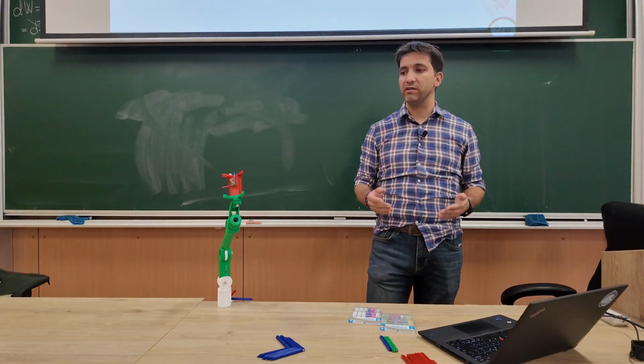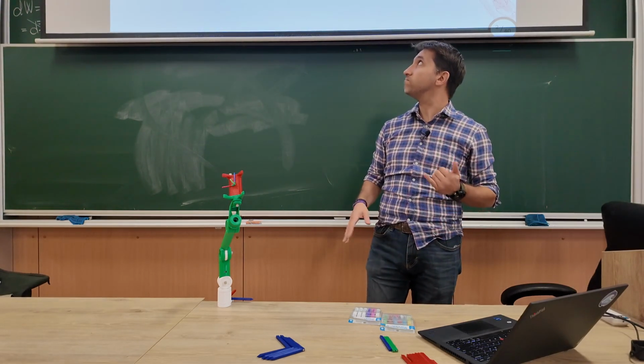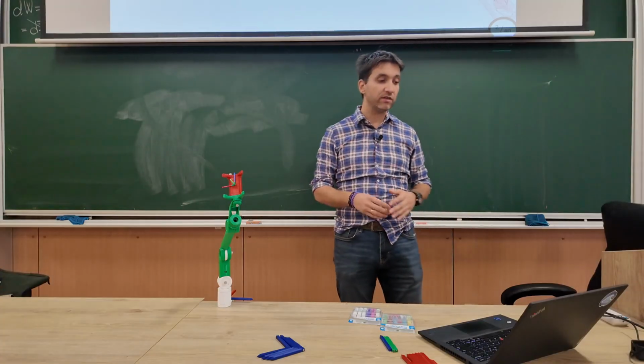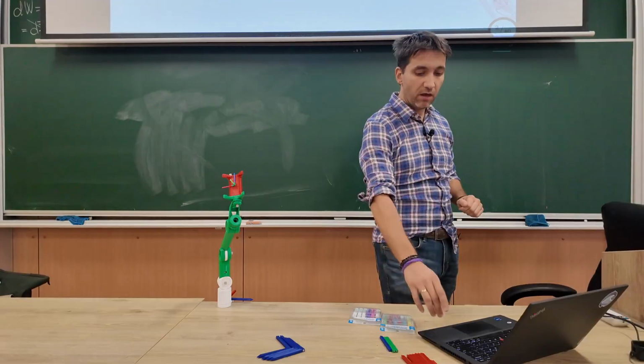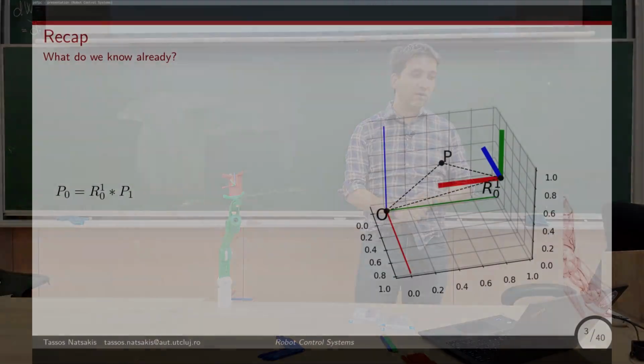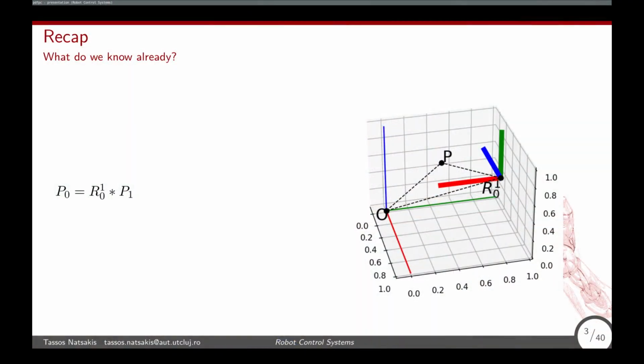We'll talk about a quantity that we call the Jacobian. How do we invert it? Some ideas on this velocity ellipsoid and so on. Very briefly to remind you what we already know.